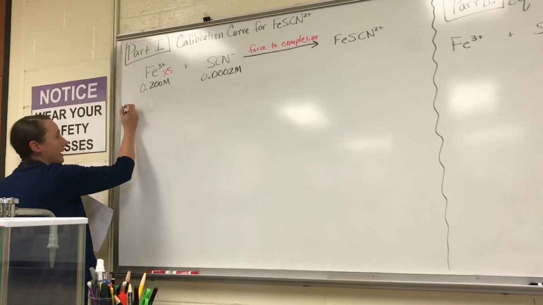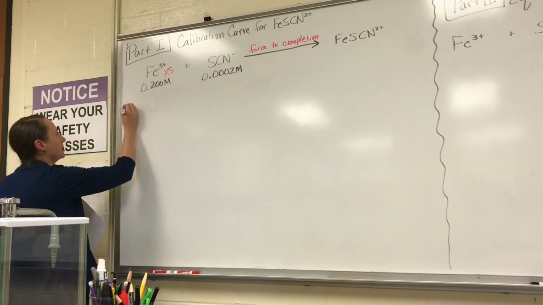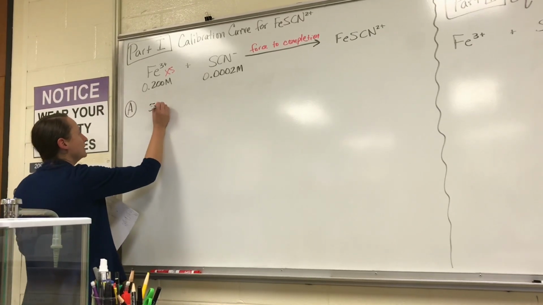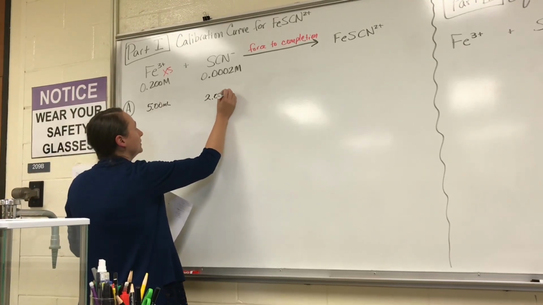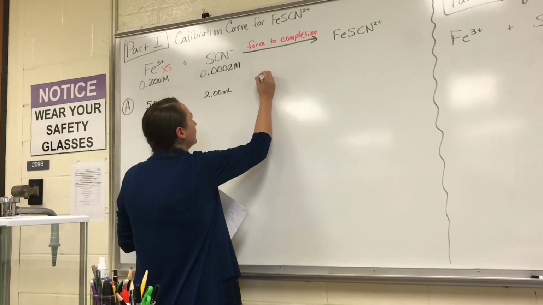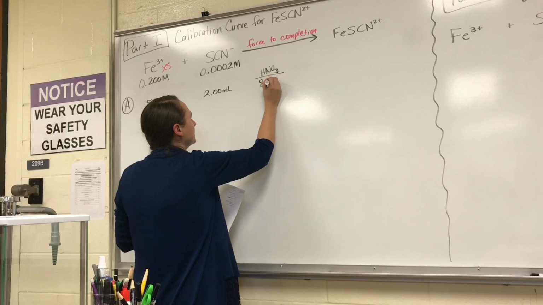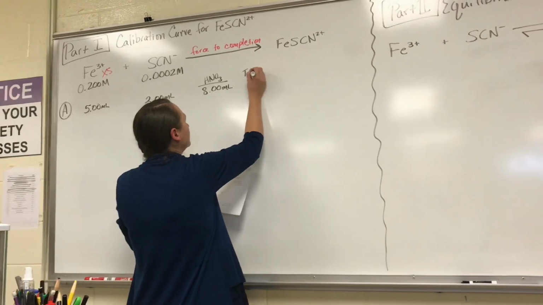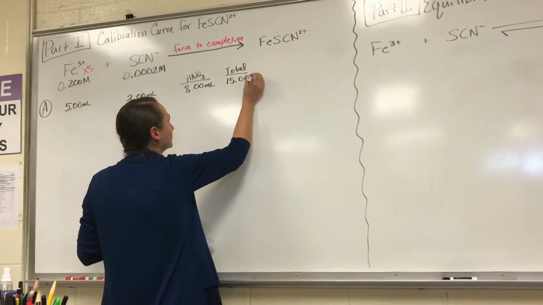All right, so you're going to have 4 standards. You're going to vary the concentrations, measure the absorbance to create the calibration curve. So for standard A, you're going to add 5 mLs of the iron, 2 mLs of the thiocyanate, and you will also have to add some nitric acid to balance the volume and keep it in acidic solution. There's 8 mLs of that. And your total volume for standard A is therefore 15 milliliters.